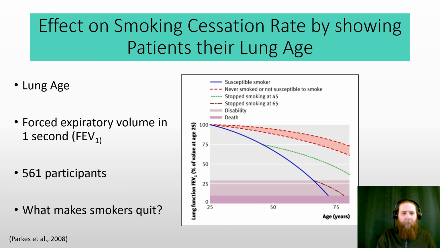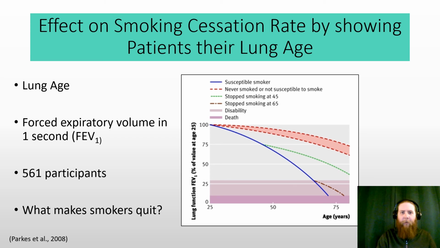The control group got their results from their initial spirometry, as their FEV1, their liters per second, with no other information about lung age or effects like that. They were given the information on the cessation and how to reach those clinics, but none of the lung age information was dispersed to them.